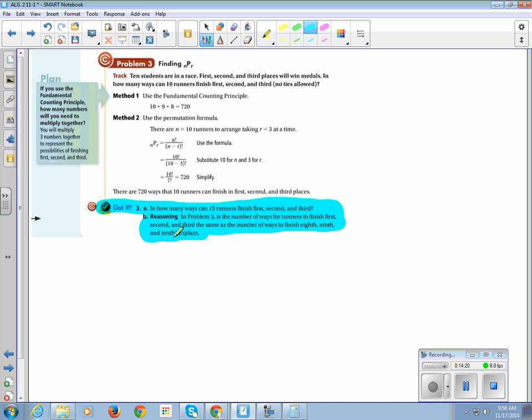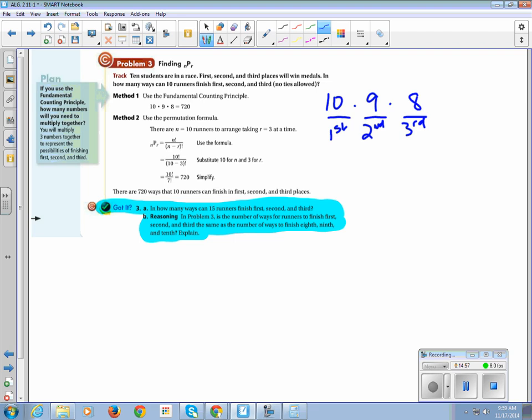So 10 students are in a race. First, second, and third place students will win medals. In how many ways can 10 runners finish first, second, and third, no ties allowed? So we're going to use the fundamental counting principle. And here's your first, second, and third place. Your first runner comes in, there's 10. Your second runner comes in, there's 9. Your third runner comes in, there's 8.